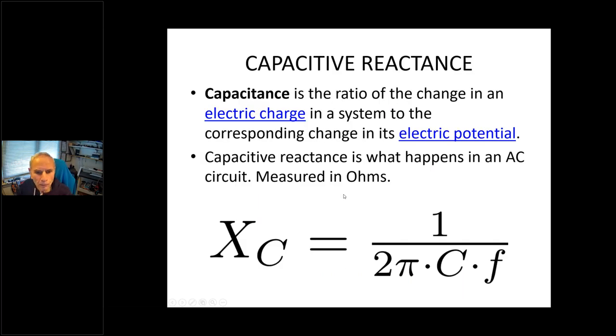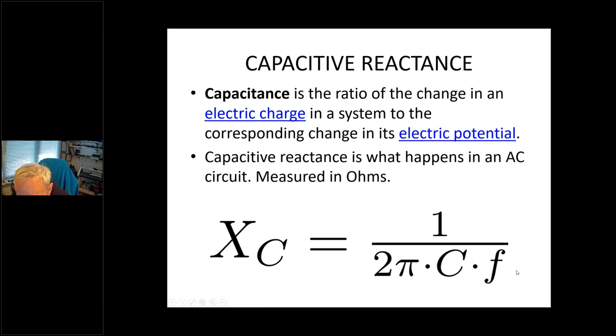Okay, now what is capacitive reactance? Again, it is, as the capacitor is charging and discharging, it's fighting the changes. It doesn't want to change. It wants to be in a static mode. What I wanted to point out here, again, and I'm not a great one for formulas. If I was great for formulas, I'd be an electrical engineer instead of a philosophy major.